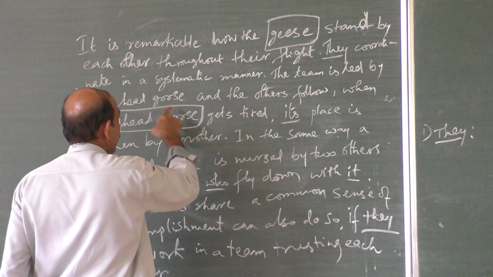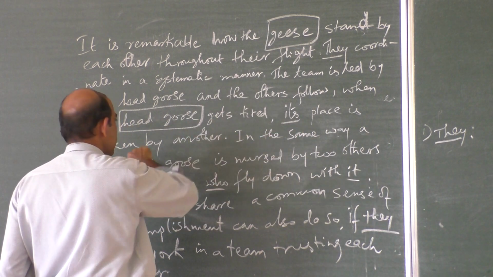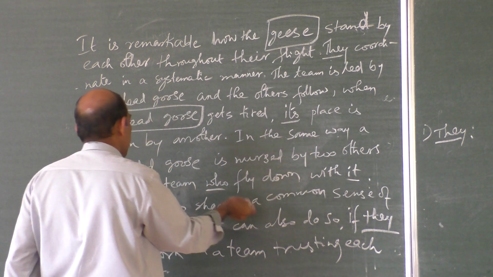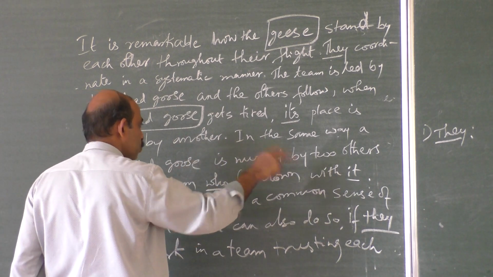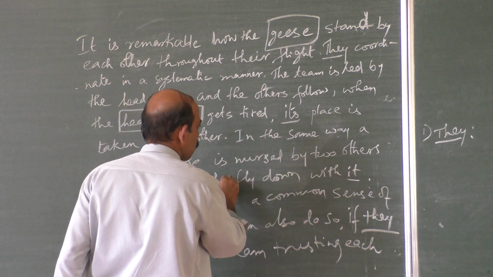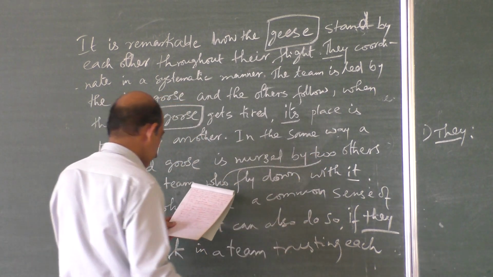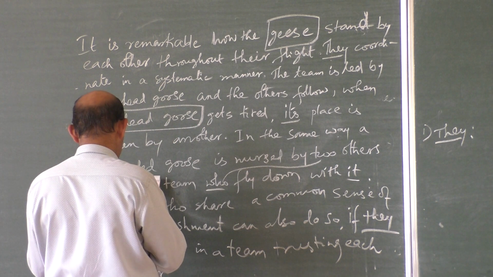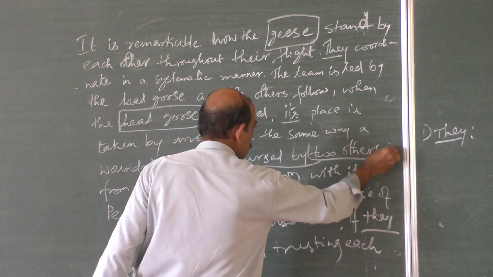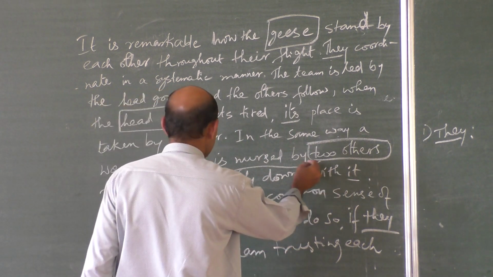The team is led by the head goose and the others follow. When the head goose gets tired, its place is taken by another, so that the function takes place. In the same way, a wounded goose is nursed by 2 others from the team who fly down with it. So "who" refers to two others. Where is "by two others"? Yes. "With it" refers to the wounded goose. Where is "it"? Here.